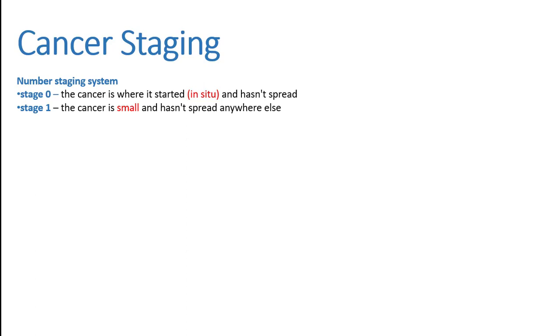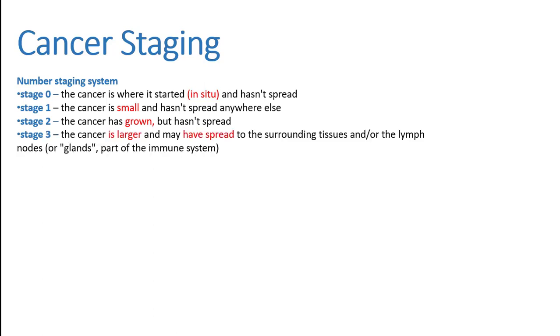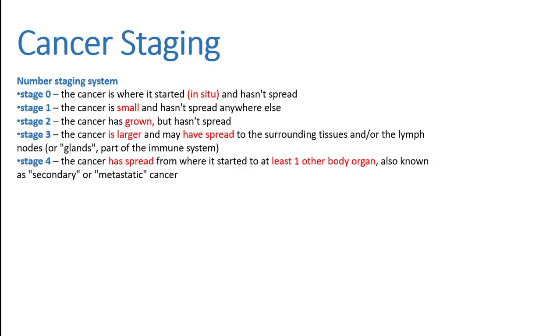When it comes to cancer staging, we have two main cancer staging systems. The first is the number staging system, and the second is the TNM system. The number staging system contains stage 0: the cancer is where it started, in situ, and hasn't spread. Stage 1: the cancer is small and hasn't spread anywhere else. Stage 2: the cancer has grown but hasn't spread. Stage 3: the cancer is larger and may have spread to the surrounding tissue and or the lymph nodes, glands, part of the immune system. Finally, stage 4: the cancer has spread from where it started to at least one other body organ, also known as secondary or metastatic cancer.